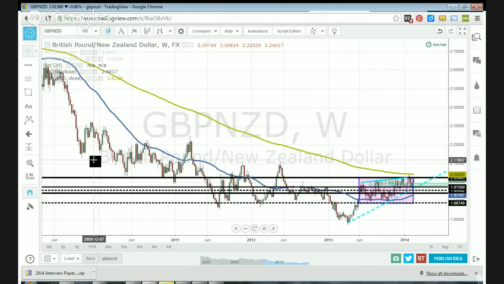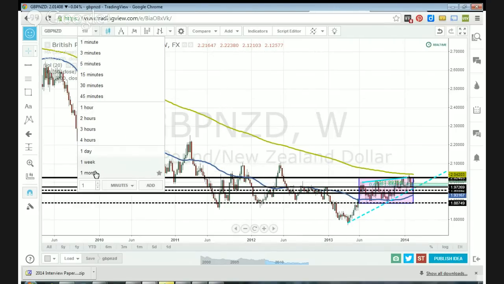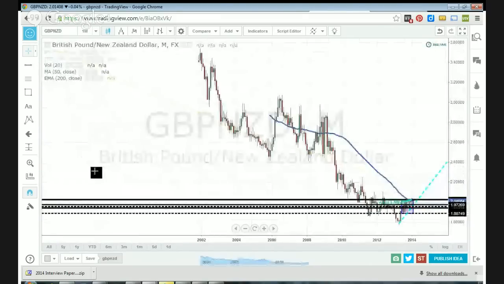We do have that trend line. We do have a trend line that suggests the low is in from here. Let's see what it looks like on the monthly chart. Well, that's not really telling us much.